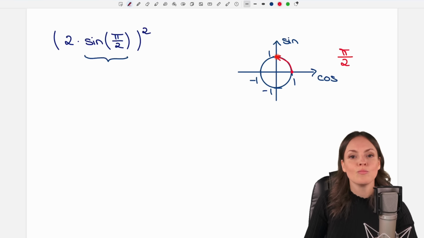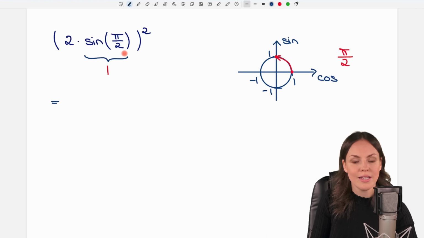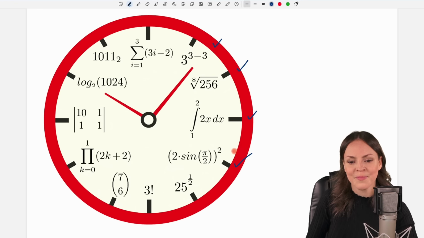And at this point, we want to find the value of sine, so we look at the y-axis. Which value do I have at this point on my y-axis? I am at the 1. So 1 is my value. And with this, I have 2 times 1 in my parentheses, which is just equal to 2. Don't forget to square this. 2 squared equals 4 then, and this was my 4 o'clock.